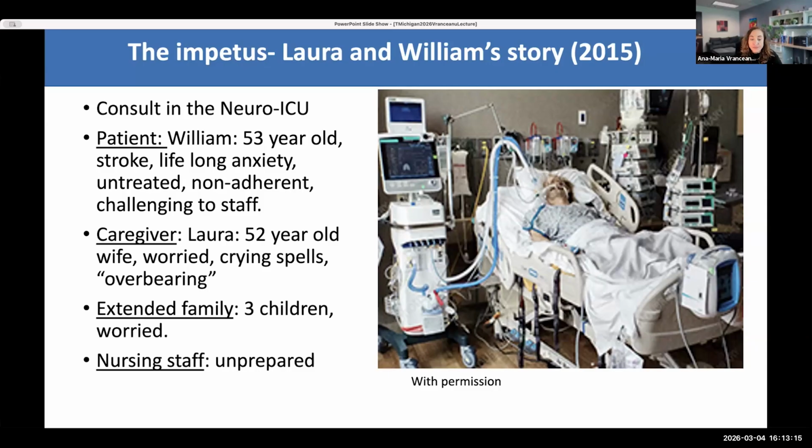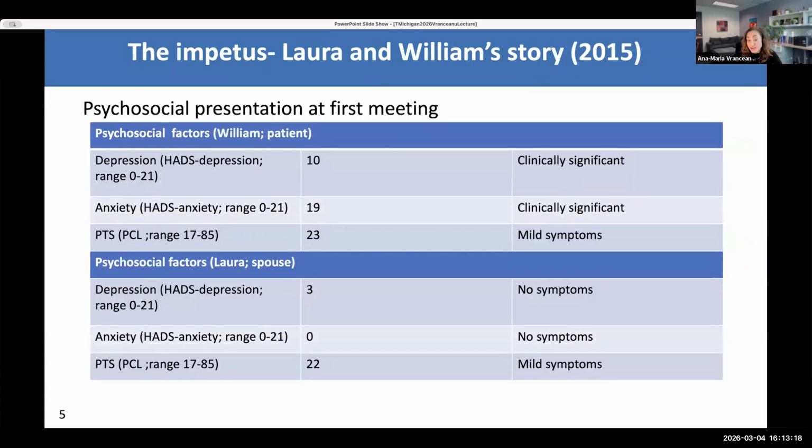As part of the assessment, I administered measures of depression, anxiety, and post-traumatic stress symptoms. You can see here that William endorsed clinically significant symptoms of anxiety in the severe category, depression in the moderate category, and his post-traumatic symptoms were mild. This was also consistent with his presentation. Laura endorsed no symptoms of anxiety and depression and very mild symptoms of post-traumatic stress disorder, which was really not consistent with how the staff was describing her.